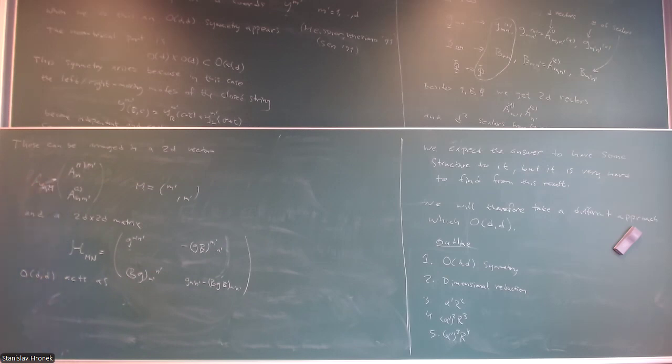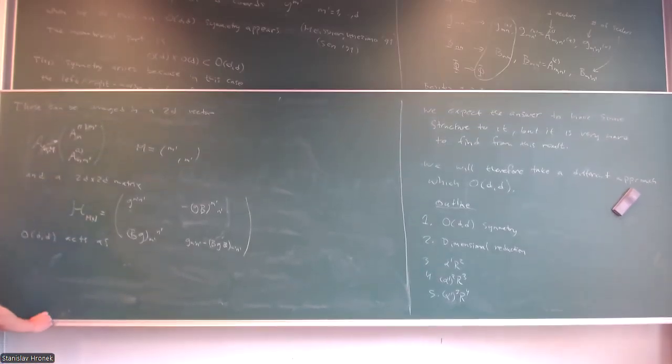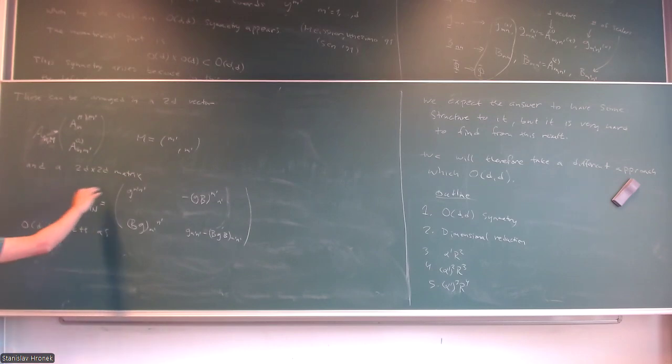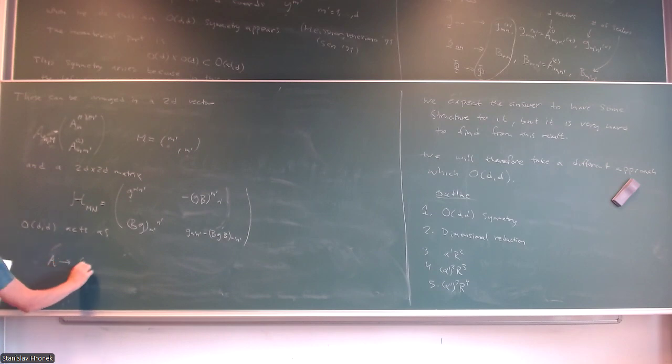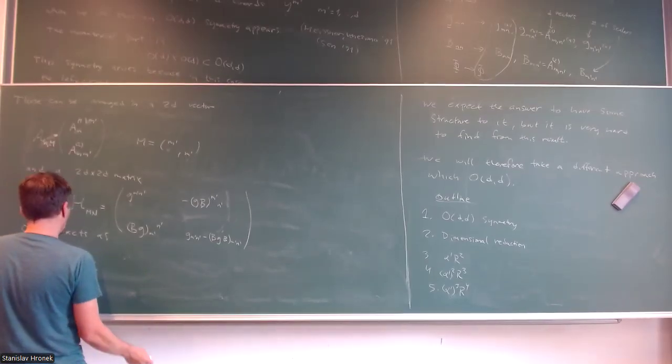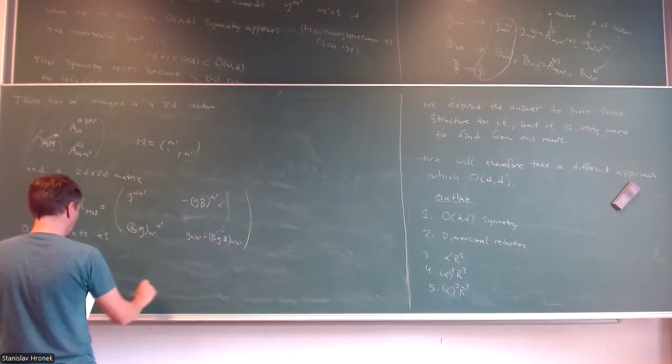Okay, so the point is now that O(D,D) acts on this capital index, so this capital index runs over 2D values, the upper ones and the lower ones. And remember that O(D,D) acts on this guy like this. So this forms an O(D,D) vector, whereas this forms a symmetric O(D,D) tensor.